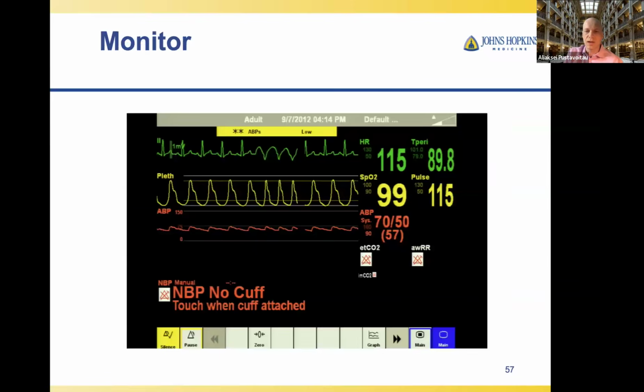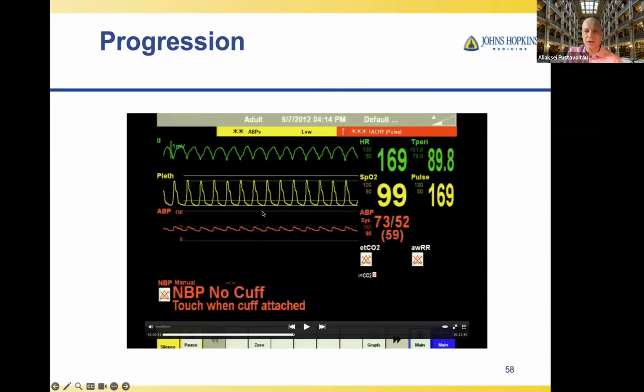And all of a sudden, that's what happens on the monitor. That's what we see, right? The patient is in normal sinus, and all of a sudden, develops pulseless tachycardia on the subsequent screen. That's all you see. Blood pressure is like that.